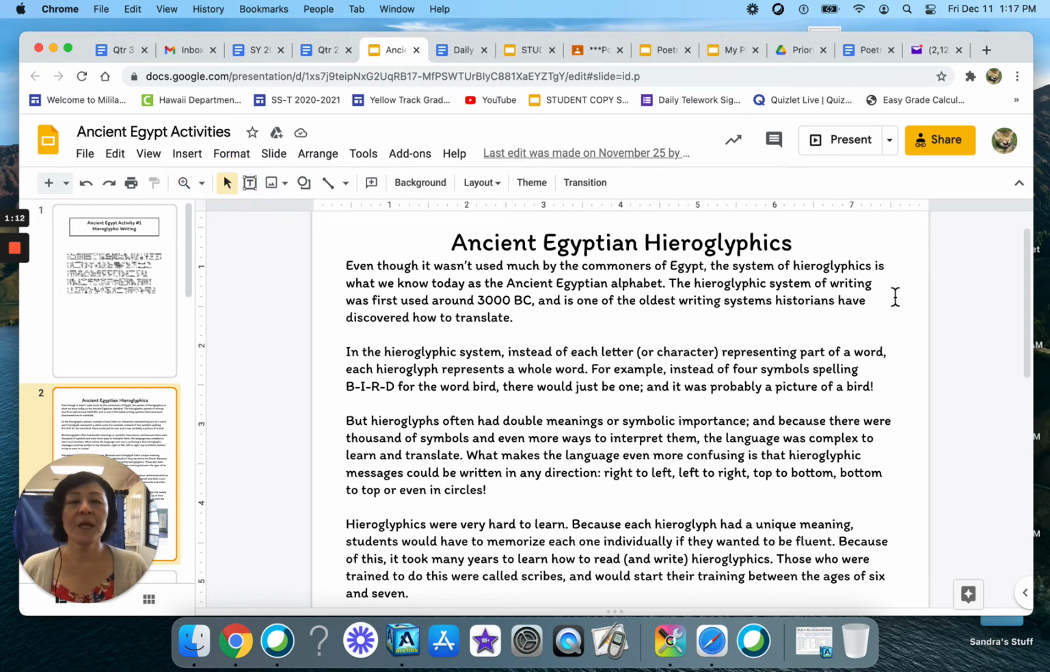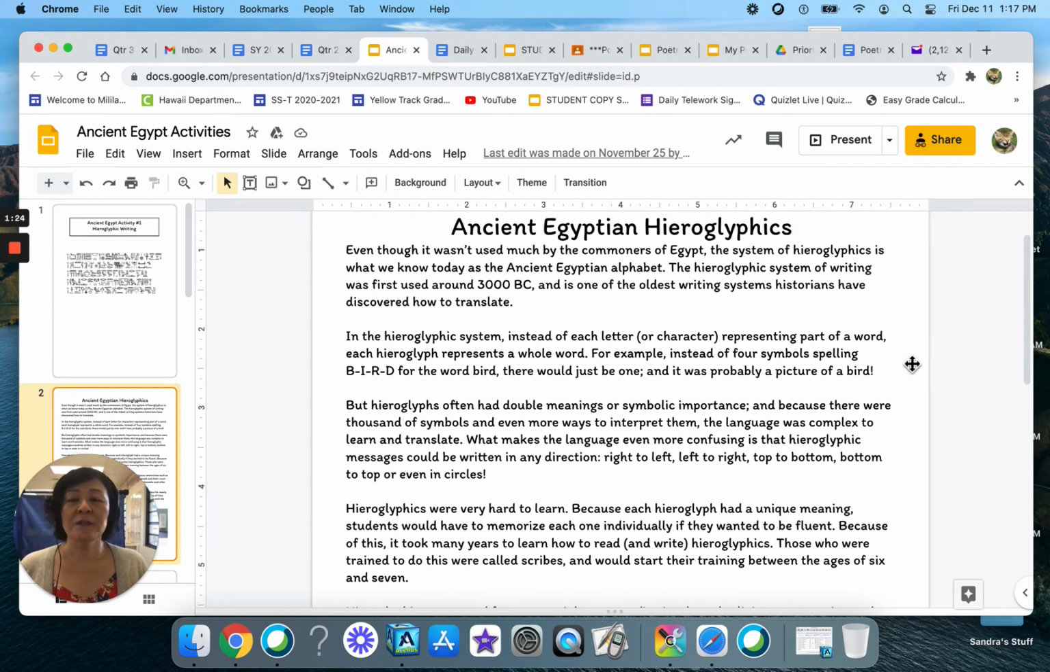The hieroglyphic system of writing was first used around 3000 BC and is one of the oldest writing systems historians have discovered how to translate. In the hieroglyphic system, instead of each letter or character representing part of a word, each hieroglyph represents a whole word. For example, instead of 4 symbols spelling B-I-R-D for the word bird, there would just be one, and it was probably a picture of a bird.